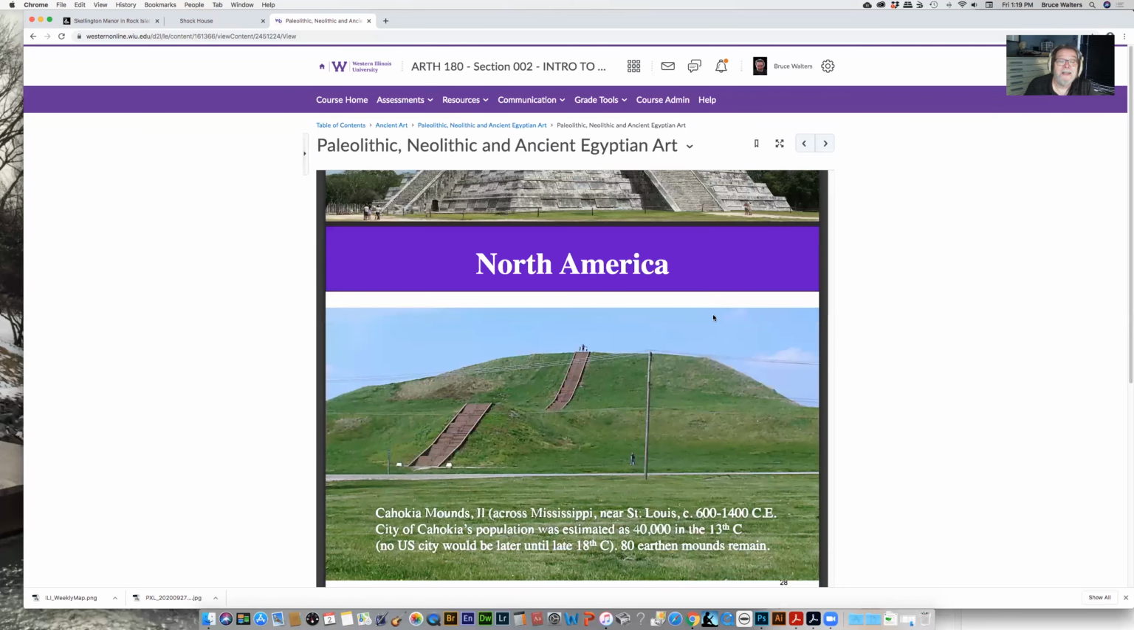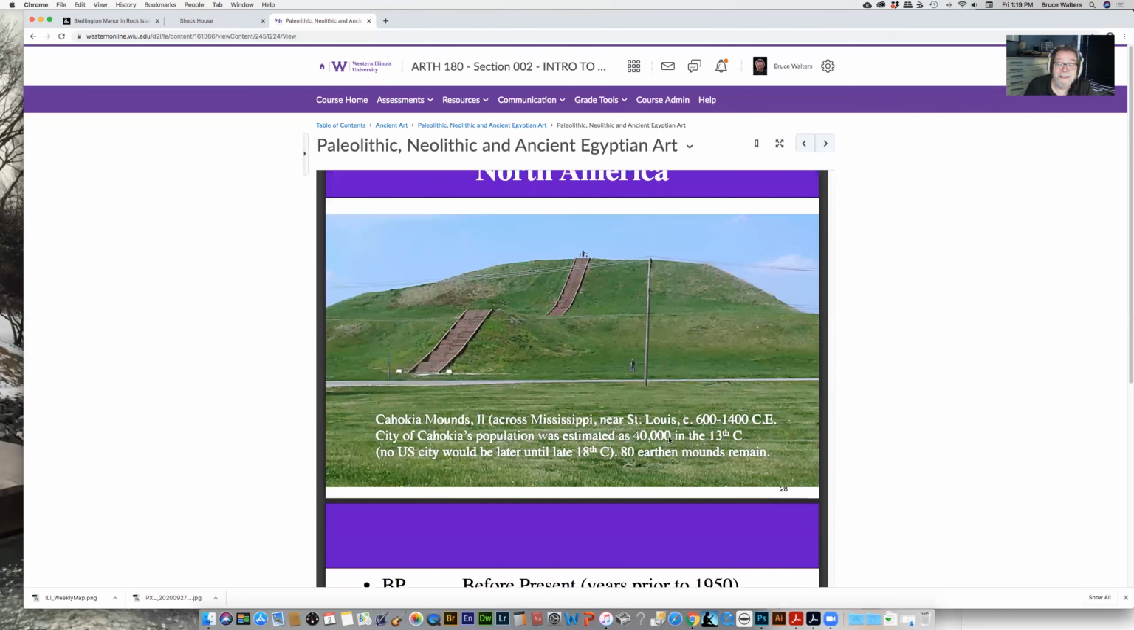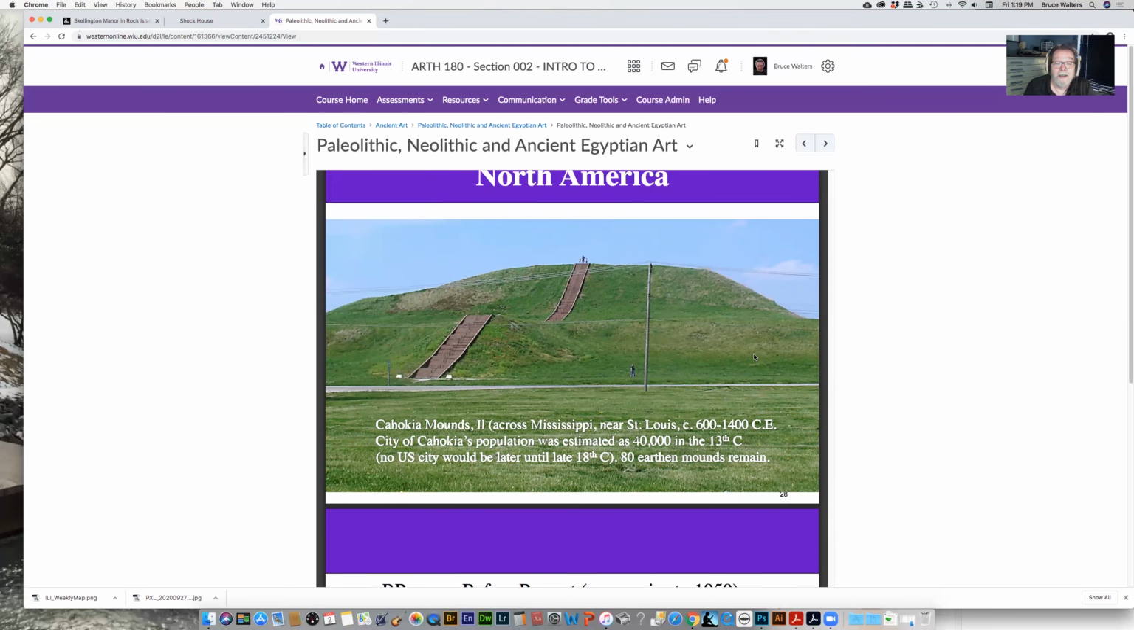Their civilization. And this one here, very close to us, near St. Louis, is the city of Cahokia. We can get in a car and drive down there, right? These were constructed some, let's say, 1,000 years ago. The population of this community was estimated to be as large as 40,000. No city in North America would exceed that for several hundred years.